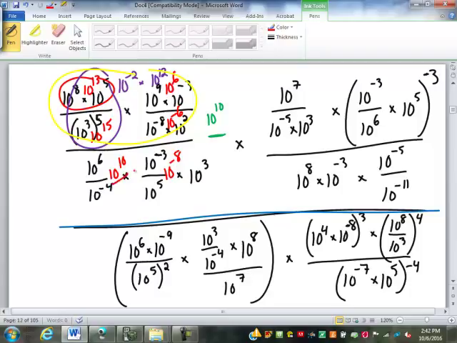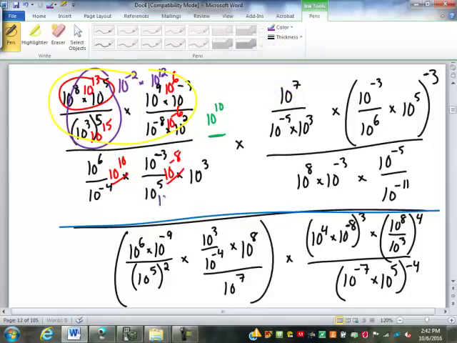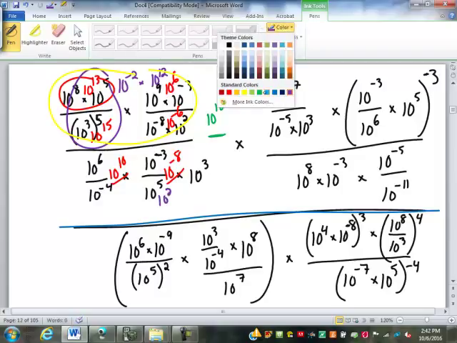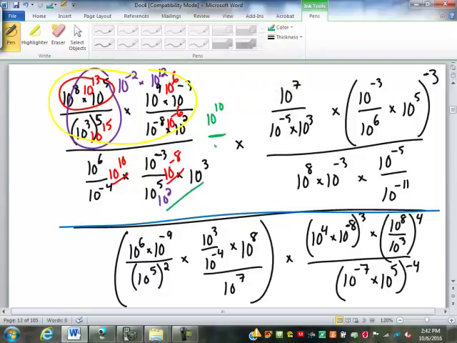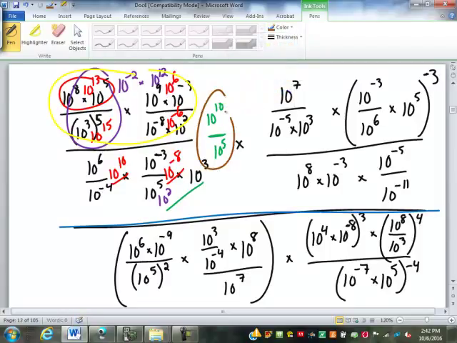So we got 10 to the 10th times 10 to the negative 8th is 10 to the 2nd. 10 to the 2nd times 10 to the 3rd, 10 to the 5th. This whole thing will divide to give us 10 to the 5th. 10 to the 10th divided by 10 to the 5th, 10 minus 5 is 5. So this whole thing here is 10 to the 5th.